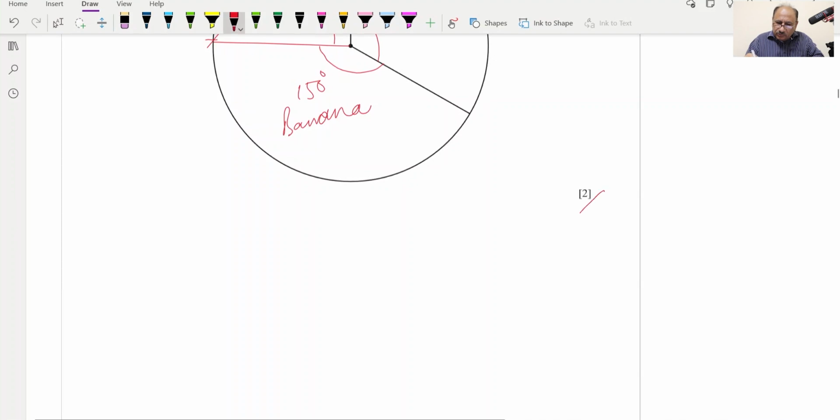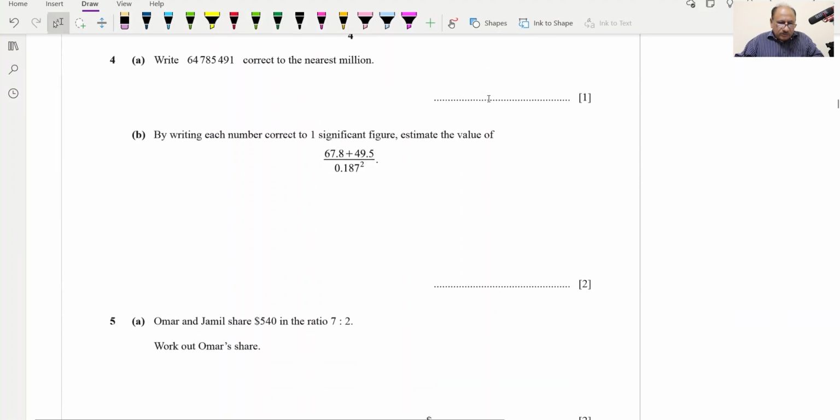Now we can move. This is also 2-mark question. Now we can move to the question number 4. Question number 4 says, A part, write this correct to the nearest million. Million is having 6 zeros, so three zeros, and we have to check for this portion. So this will be rounded upon basis of this 7 digit. 7 is more than 5, so we can write this one 65, and rest will be changed to zeros, and it will be 65 million. So 65 million, this will be our answer.